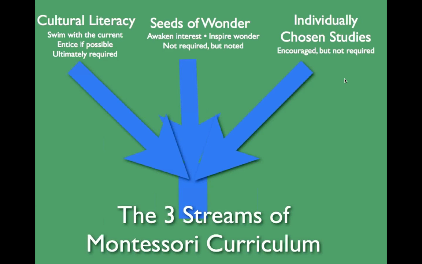Here we go. Long as we're on it, I may as well explain what I mean by that. So this is a way that I think of curriculum. The first is cultural literacy. And the idea is that there are 3 rivers, I show it as 3 blue arrows, coming together to form a larger stream.